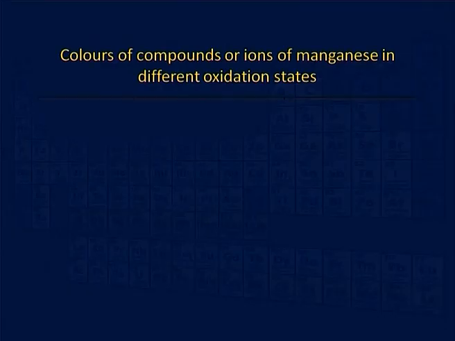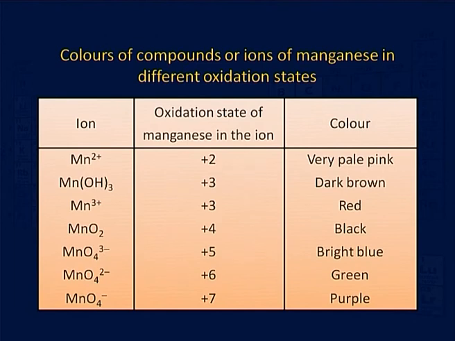The same happens with manganese. Manganese can also have variable oxidation states from +2 to +7. The most common oxidation states of manganese in its compounds are +2, +4 and +7. This slide shows the various colors of manganese compounds along with the different oxidation states.